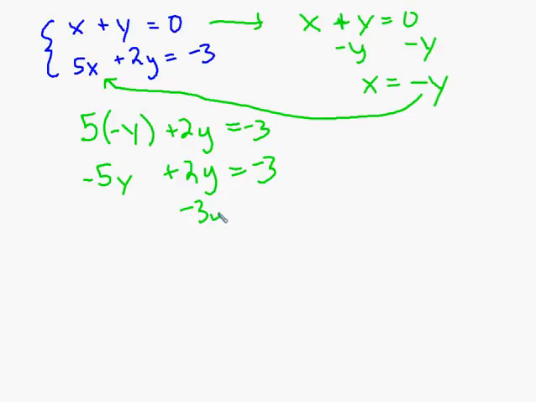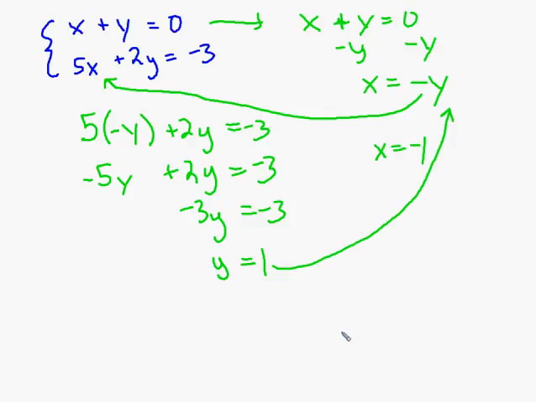Combine those, and then divide by negative 3. And I get 1. Now I'll take that 1, see what we're doing. We put it back in here and we get x equals negative 1. So what's our final answer?